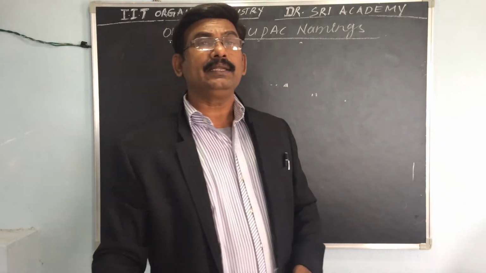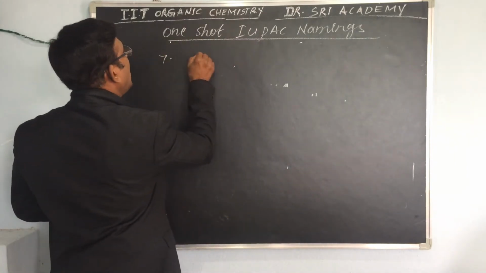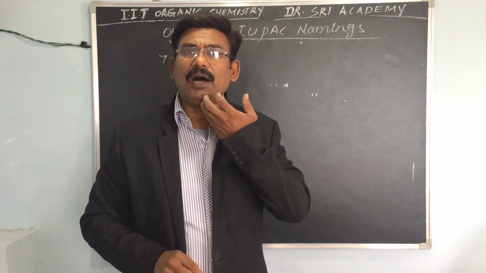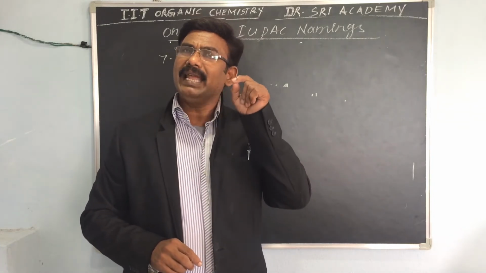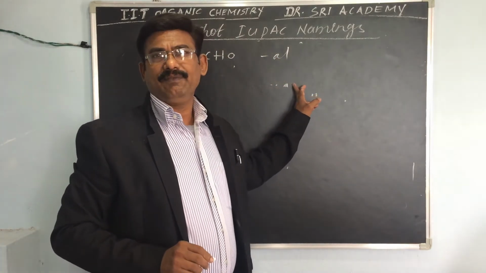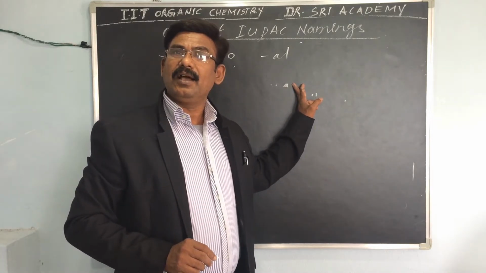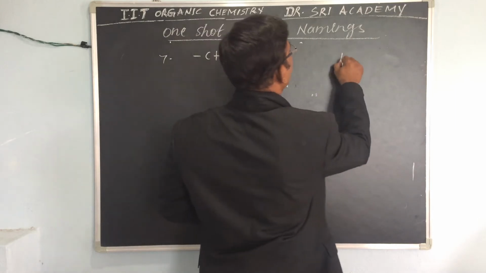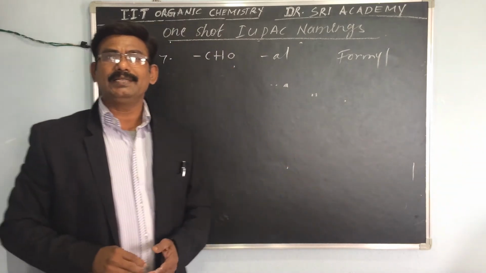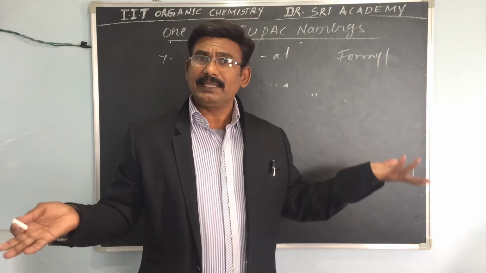And the seventh one is aldehyde. Aldehyde, seventh priority. Functional group is CHO. Suffix is well known already, simply al. Al is the suffix. So what about the prefix? Simply for aldehyde, we can say formyl. Formyl is the prefix.